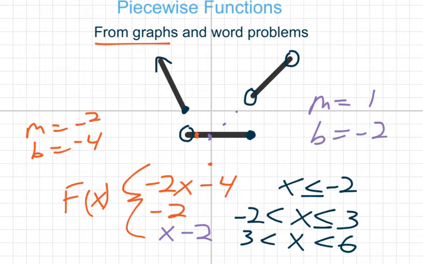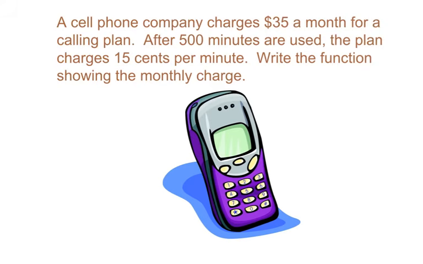Now let's look at word problems. Let's say a cell phone company charges $35 a month for a calling plan. After 500 minutes are used, the plan charges 15 cents per minute. Write the function showing the monthly charge.